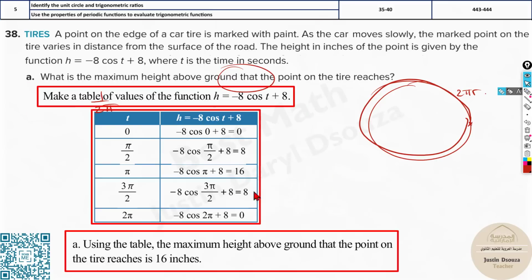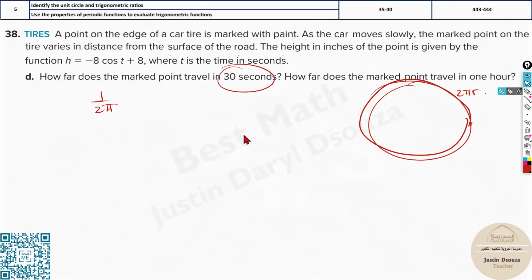Here, what is the maximum and minimum height? Maximum is 16, minimum is 0, right? So what you can see over here is, let me just write it out, from here to here, it's 0 to 16. So what is the diameter over here? Diameter is basically 16. So instead of the radius, we have the diameter, and the radius r is half of it, which would be 8.